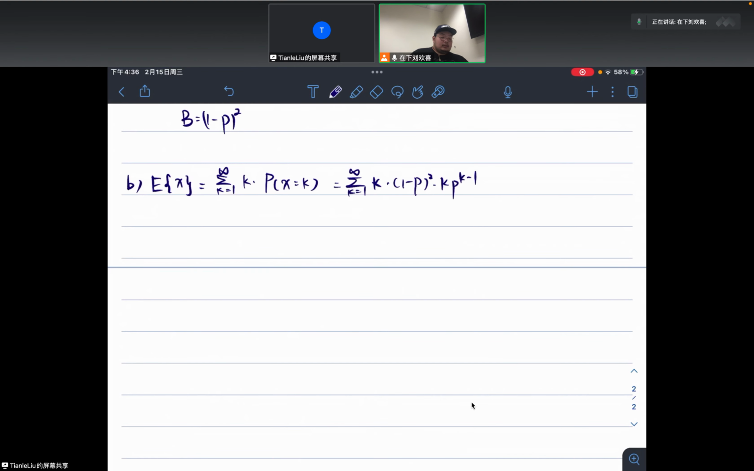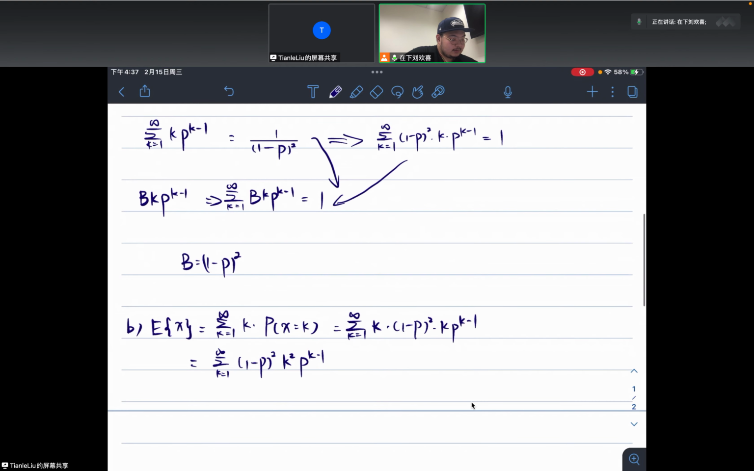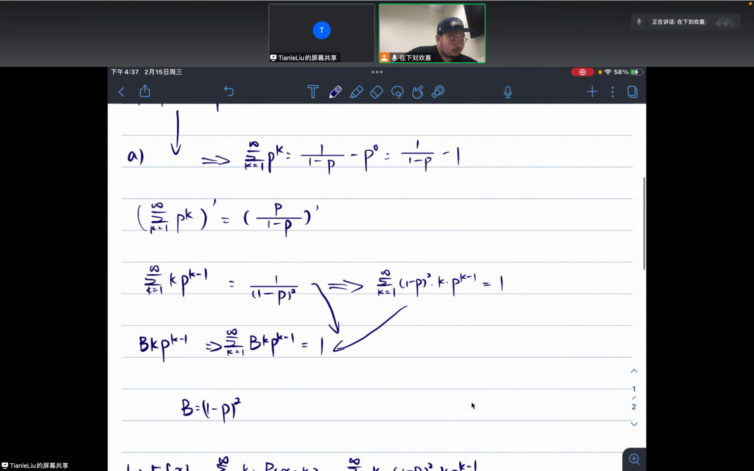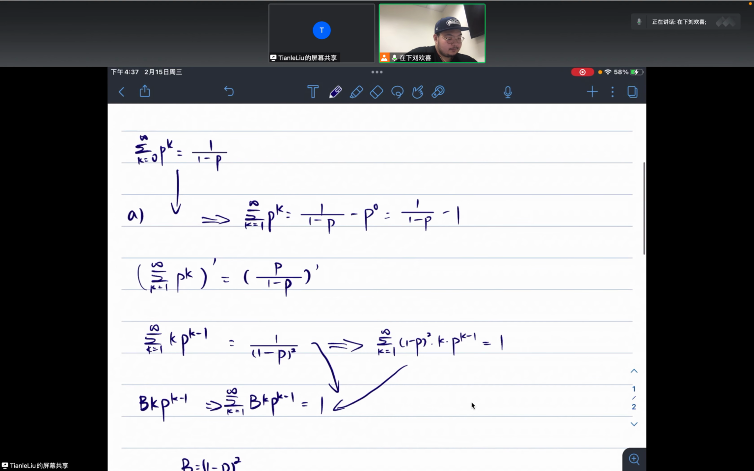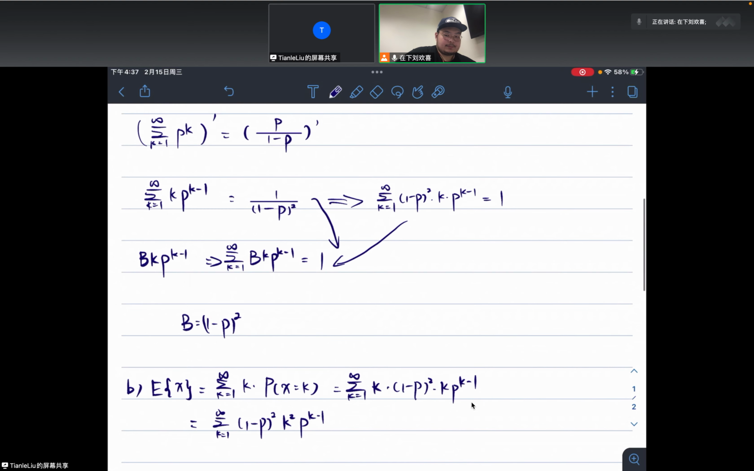So we need to solve this. We have to modify it first to make it simple to solve, which is p to the k minus 1, right? And to do this problem, we need to go further and use this function.